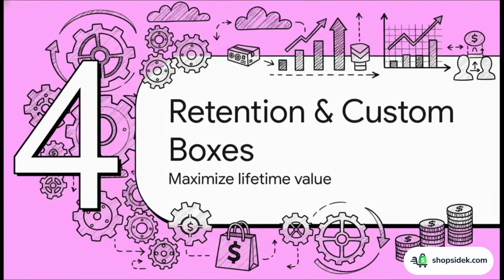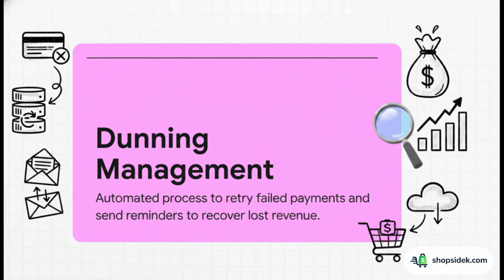All right, part 4, retention and custom boxes. Okay, moving past just simply processing credit cards, there are some specific features that are just absolutely vital for maximizing your customer lifetime value. One crucial concept you've got to know is dunning management. Sounds technical, but basically, it's an automated system that fights involuntary churn.